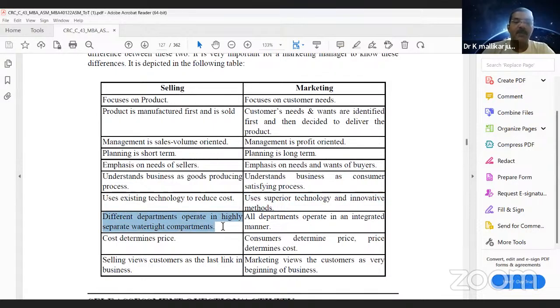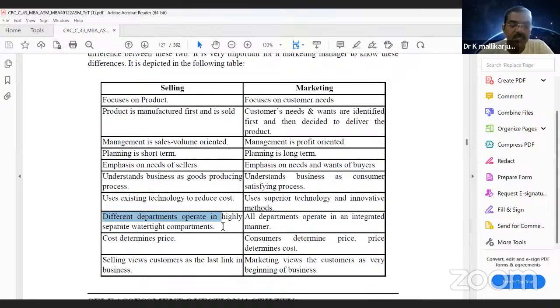In the selling concept, different departments operate in a highly separate, tight way, with no much relationship between the production department, selling department, human resource department, and supporting department. But in the marketing concept, all departments are integrated, and they share whatever is related to product and sales. They are purely integrated.